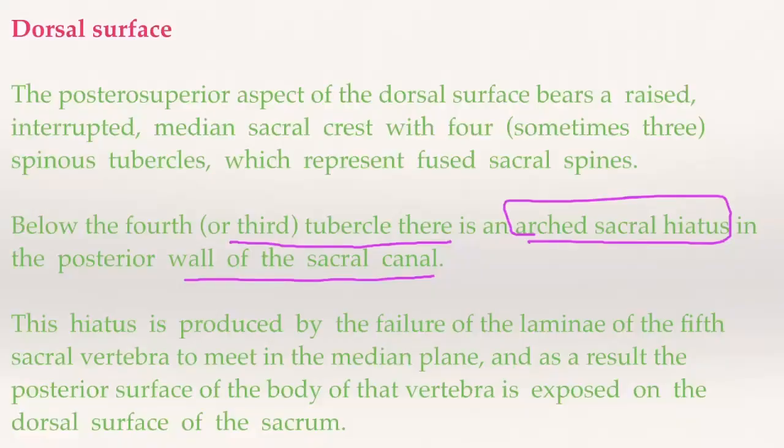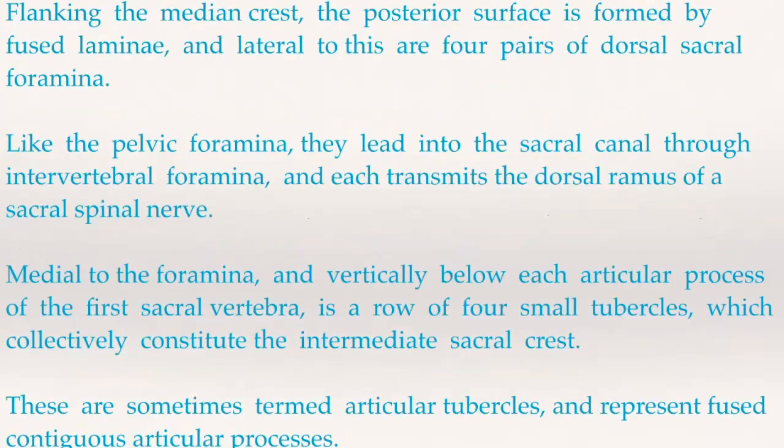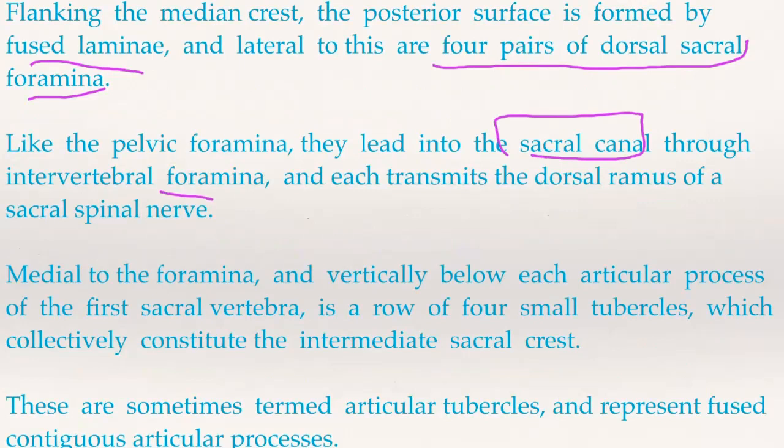The hiatus is produced by the failure of the lamina of the fifth sacral vertebra to meet in the medial plane. As a result, the posterior surface of the body of the vertebra is exposed on the dorsal surface of the sacrum and called the sacral hiatus. Flanking the median crest, the posterior surface is formed by the fused lamina, and laterally there are four pairs of dorsal sacral foramina. Like the pelvic foramina, they lead into the sacral canal through intervertebral foramina and each transmits a dorsal ramus, whereas the pelvic foramina transmit the ventral ramus.